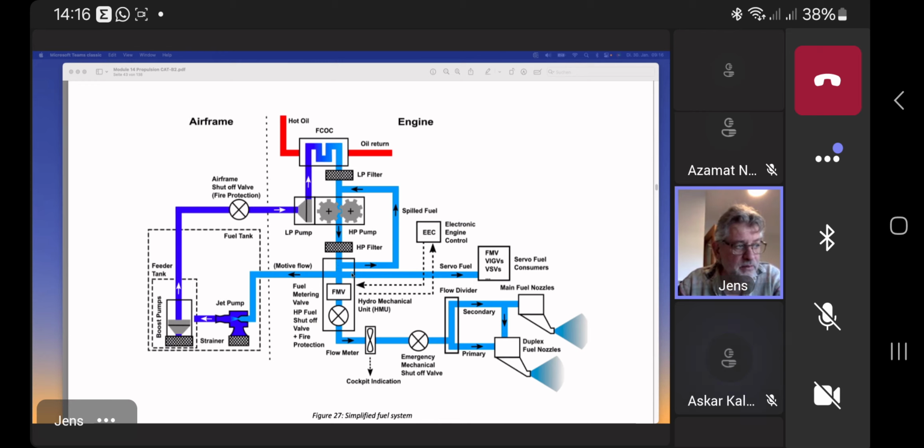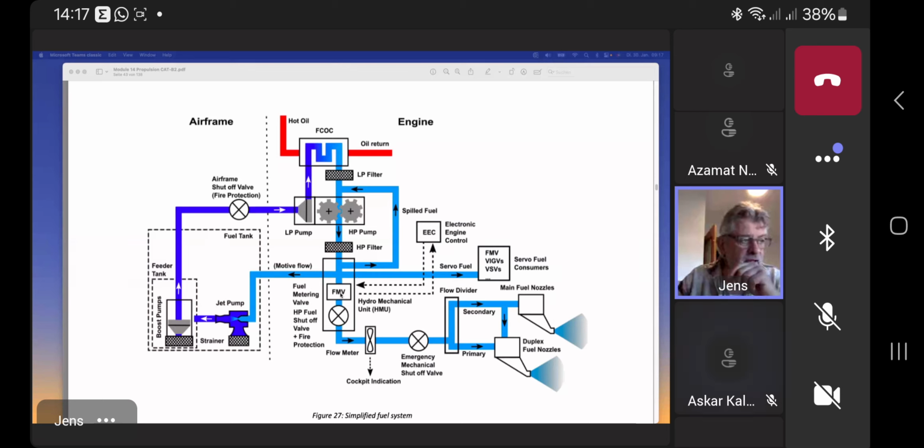And then we enter this HMU. You can call it HMU, or other manufacturers call it a different way. In the HMU, three things will happen. It will be measured, it will be governed, and metered. How much fuel do we now really have to send to the fuel nozzles? Of course, everything is influenced by the EEC or the ECU. We come to this later.